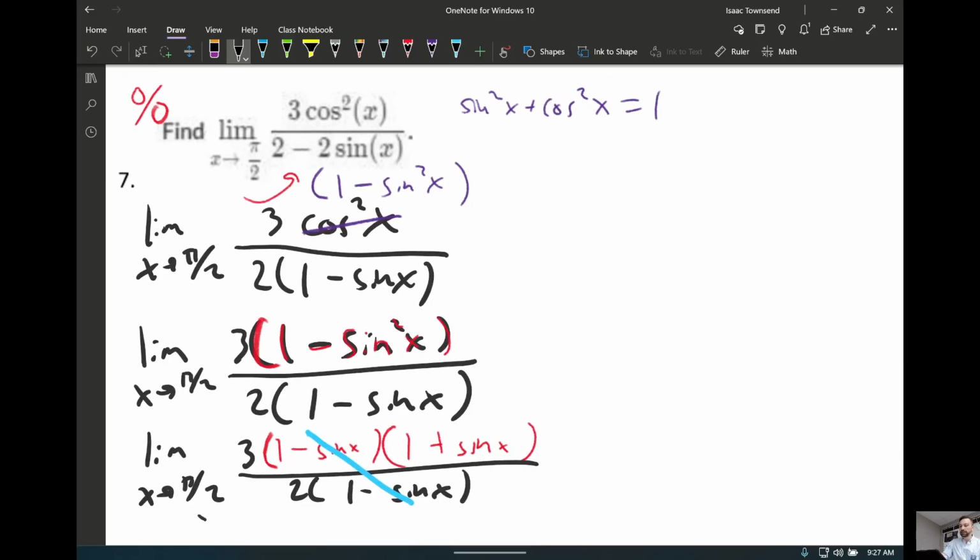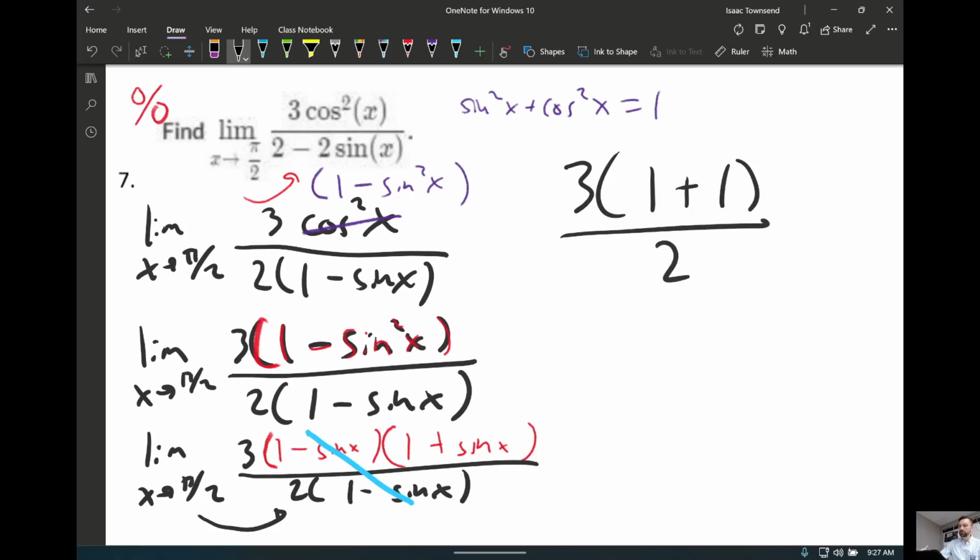Okay, and then now the answer is going to come from 3 times 1 plus the sine of pi over 2, over 2, because everything else canceled. So looks like the answer to that should just be 3. So we needed a little bit of factoring at the start maybe, and at the end. GCF at the start, difference of two squares at the end, and we needed one trig identity to move forward. Knowing cosine squared is the same as 1 minus sine squared.